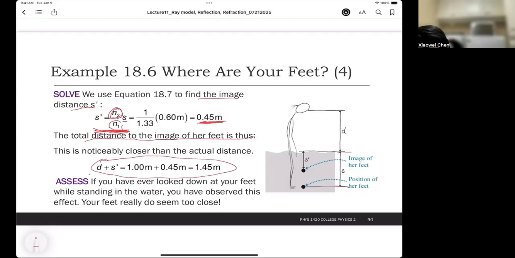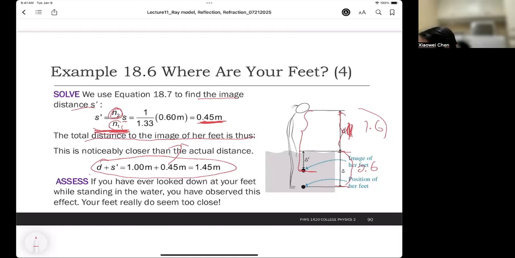The total distance to the image of her feet is this one. I should put it here, sorry. This distance is 1, because this distance is 0.6 and the total is 1.6, so the remainder is 1. So this plus this one is 1.45. This is the total distance to the image of her feet, and this is noticeably closer than the actual distance. That makes sense to you?